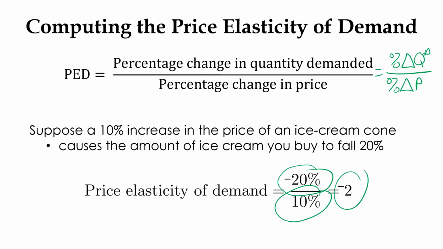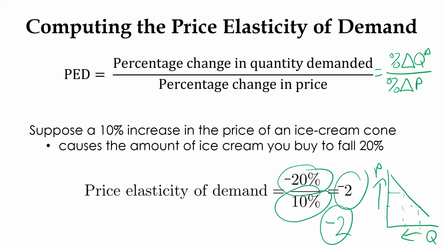Do you notice that it comes up with a negative number? It's always going to come up with a negative number, right? Because we have price and we have quantity, and it's a downward sloping curve. So as the price increases, what happens to the quantity demanded? It's going to decrease as well. So the price elasticity of demand is always going to be a negative number.